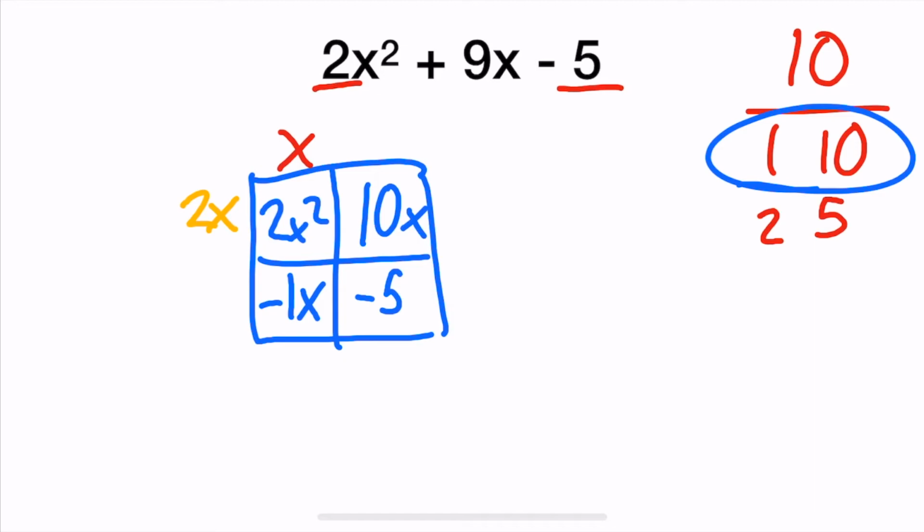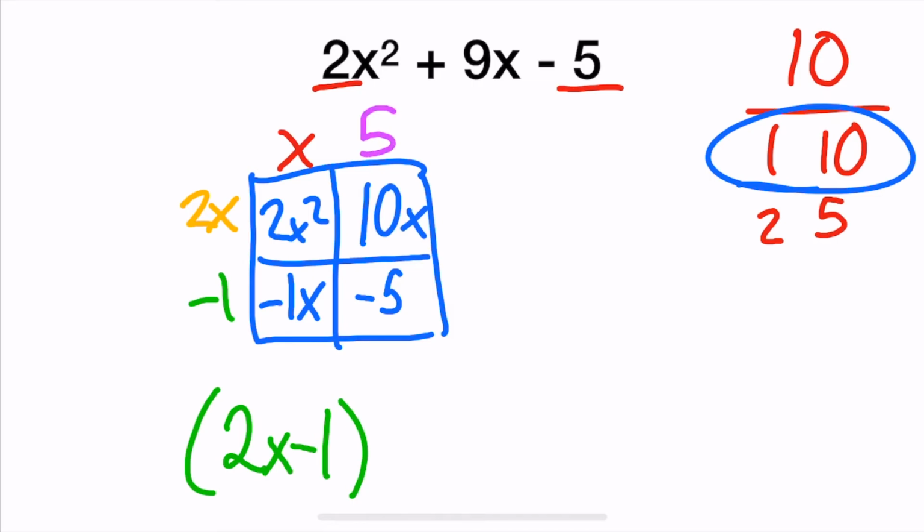So far, x times 2x, 2x squared. So far, so good. Negative 1x and negative 5, our greatest common factor is, in fact, negative 1. So one of our factors is 2x minus 1. Now we have to deal with our other one. 10x and negative 5, our common factor is, in fact, 5. And we can confirm this by going x times negative 1 is negative 1x, 2x times 5 is 10x, and negative 1 times 5 is negative 5. So our final factor would be x plus 5.